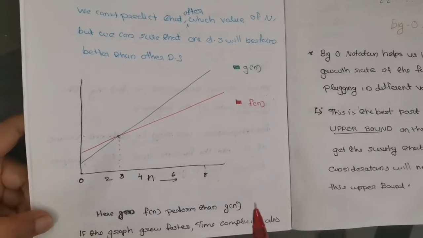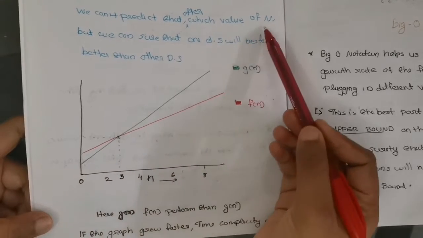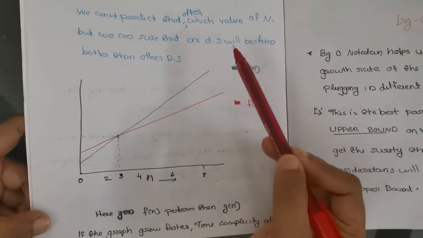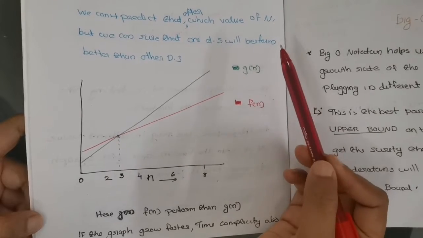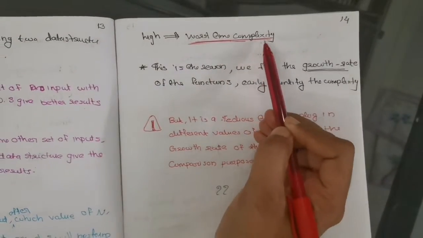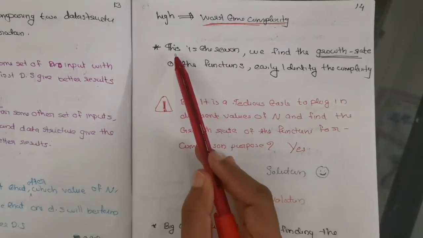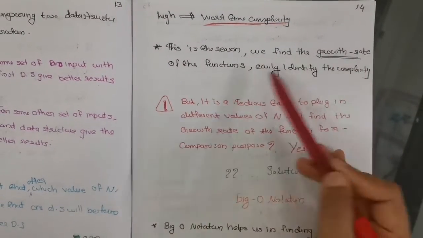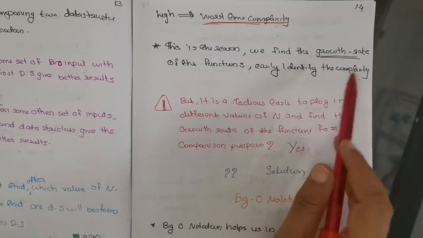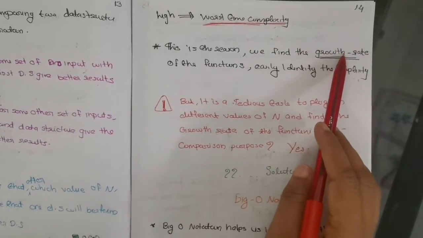That is very important. If the graph grows faster, the time complexity also grows faster. That means the program is taking more time. It is the worst case, so that means the worst time complexity. So this is very important. This is the reason we find the growth rate of the function: to easily identify the complexity. So that is the main reason we find out the growth rate.